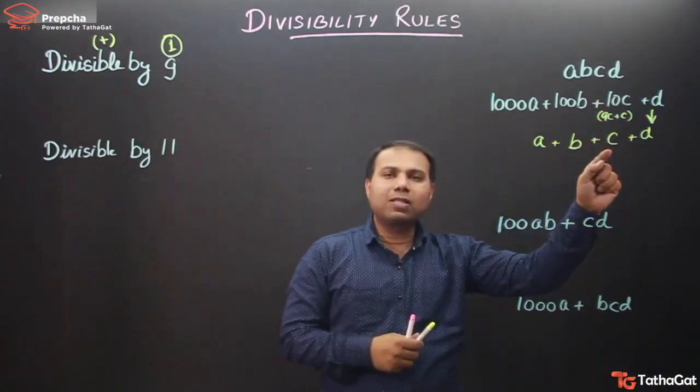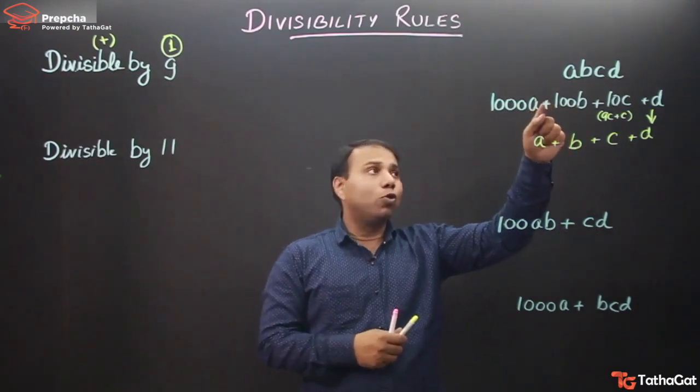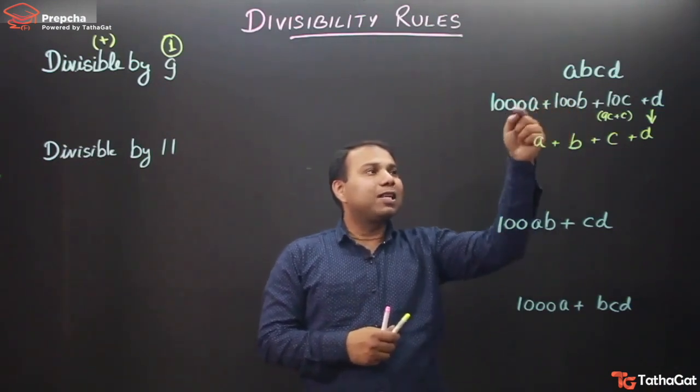Whatever is going to remain is C only. Same way here also, 99B is divisible by 9, so it is divisible by 3 also. So what is going to remain is B only, and same way A only.